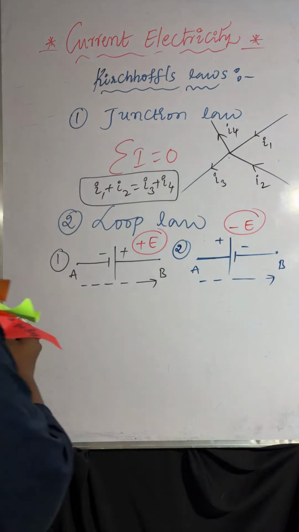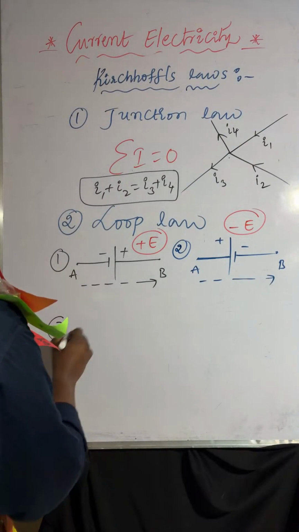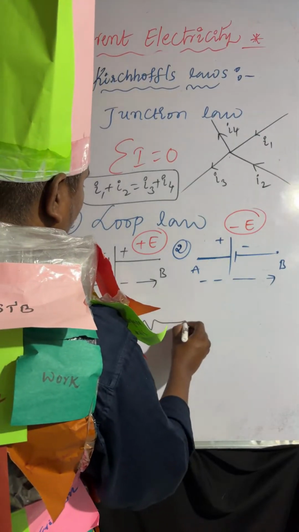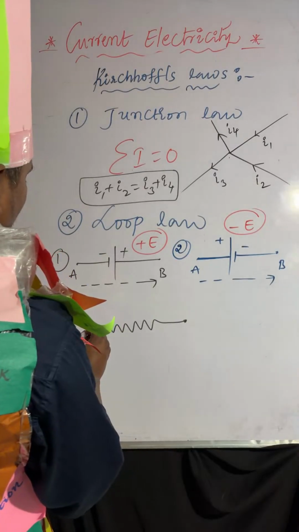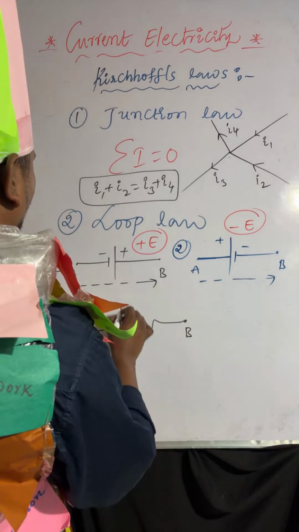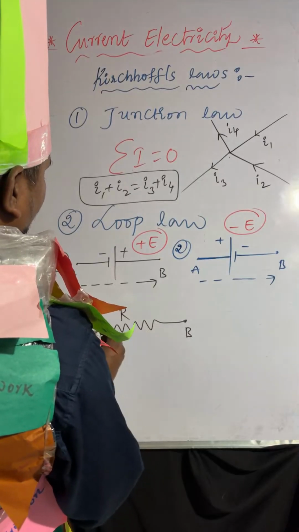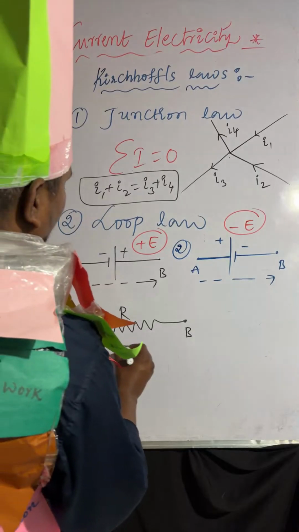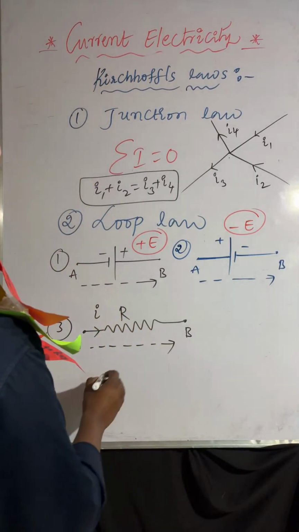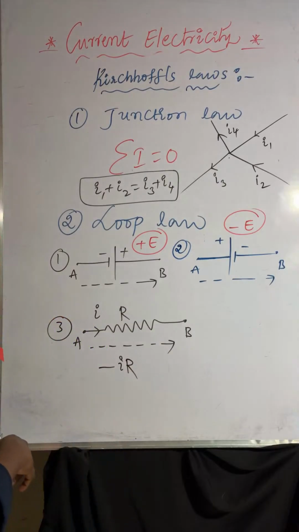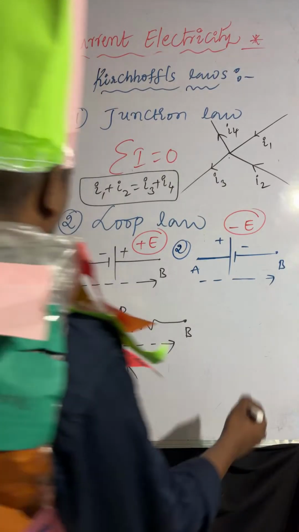Coming to the third one. Resistor, A, B. Current is moving like this. If the path is along the current direction, then there is a decrease in potential. The IR term is negative.